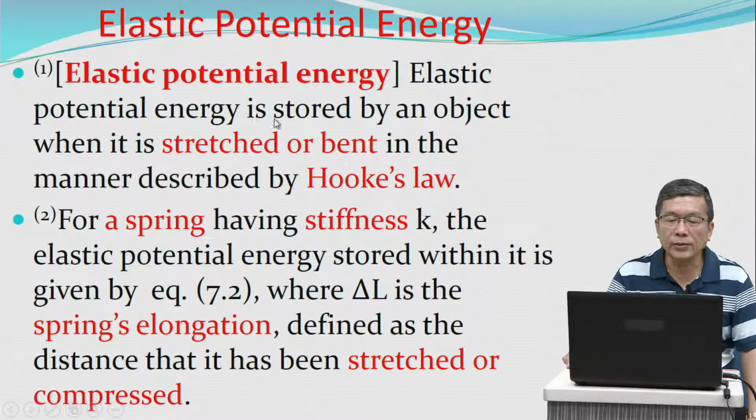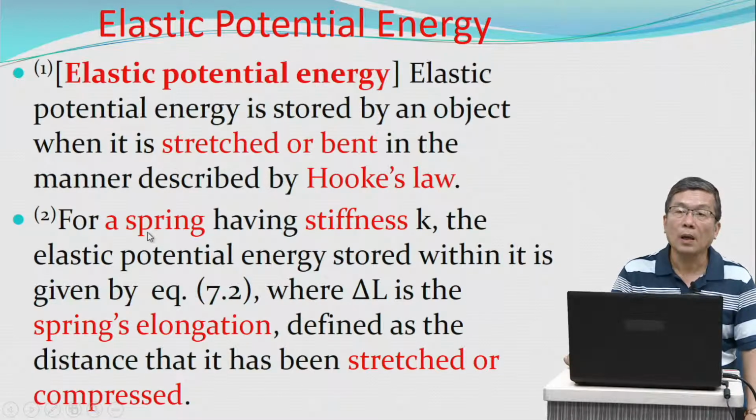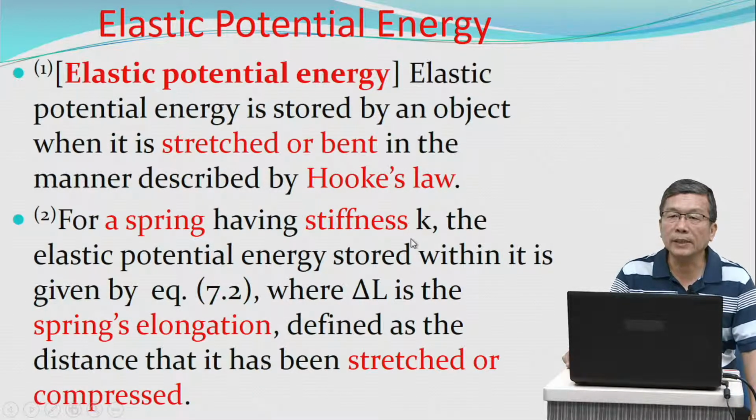Elastic potential energy is stored by an object when it is stretched or bent in a manner described by Hooke's law. For a spring having a stiffness K, the elastic potential energy stored within it is given by equation 7.2, where delta L is the spring's elongation, defined as the distance that it has been stretched or compressed.